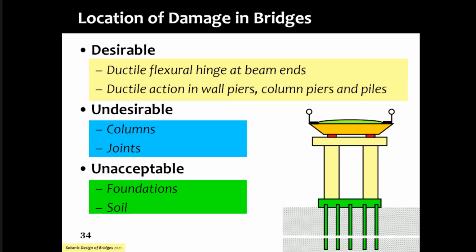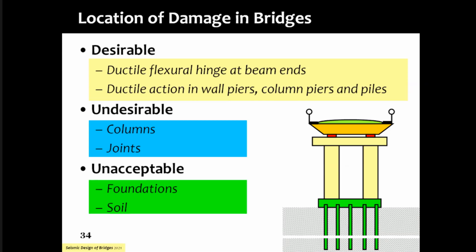The second option is ductile action in wall piers, column piers, and piles. We don't want damage in the foundation because we can't even see that our foundations are damaged. So that is also gone for us. So in the case of bridges, piers are the only location, wall piers or column piers, where we will be able to see damage.